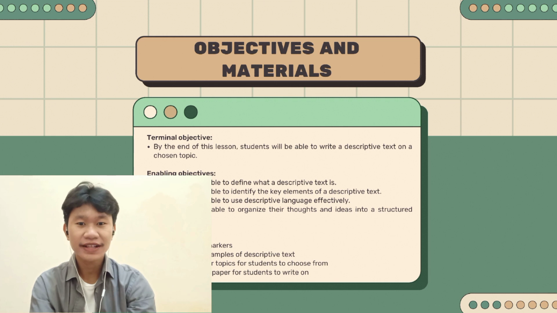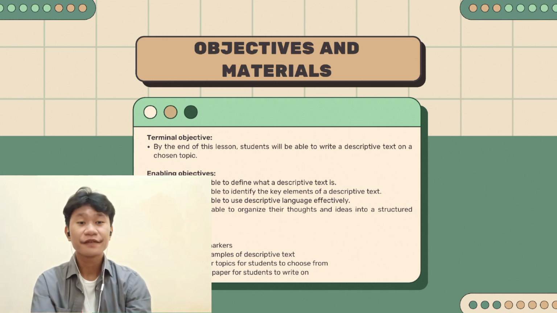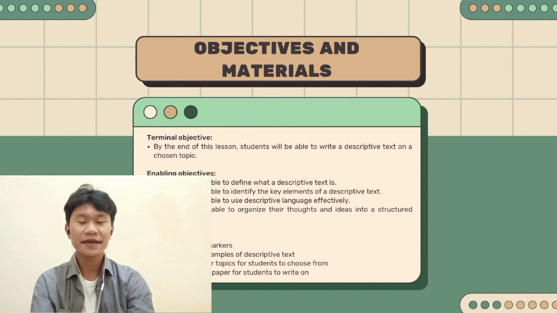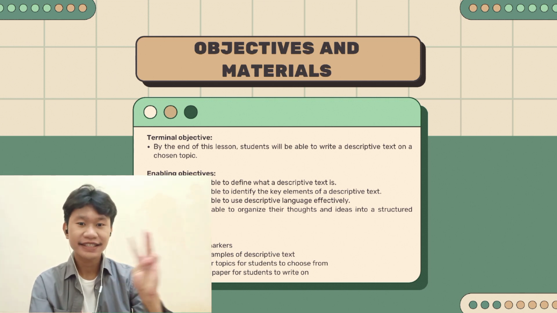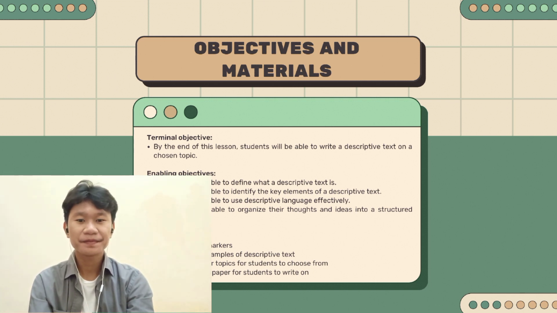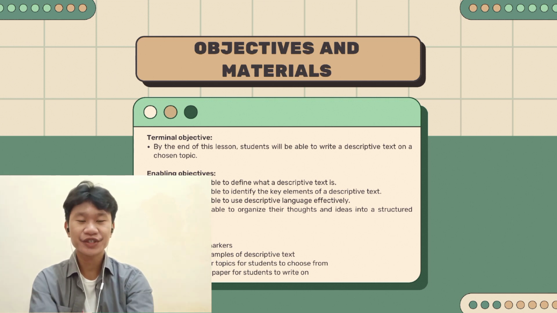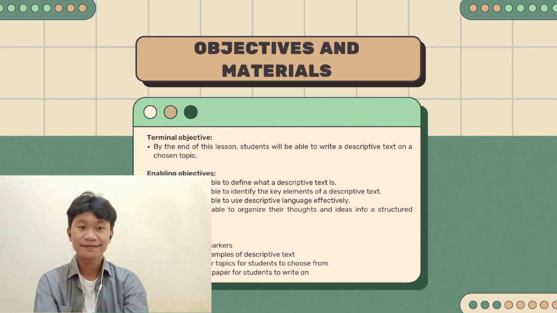And the materials. The first material is a whiteboard and markers. The second is handouts with examples of descriptive text. The third is writing prompts or topics for students to choose from, and the last is pens or pencils and paper for students to write on.